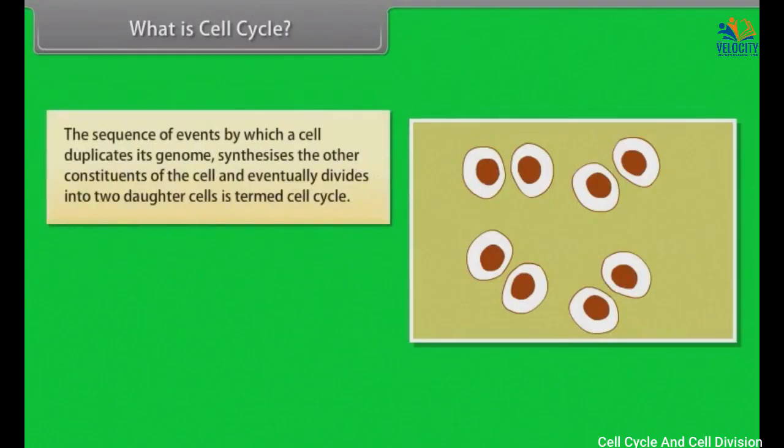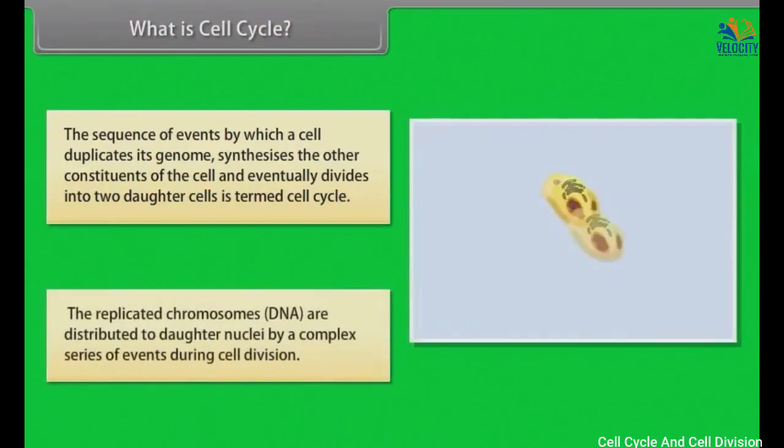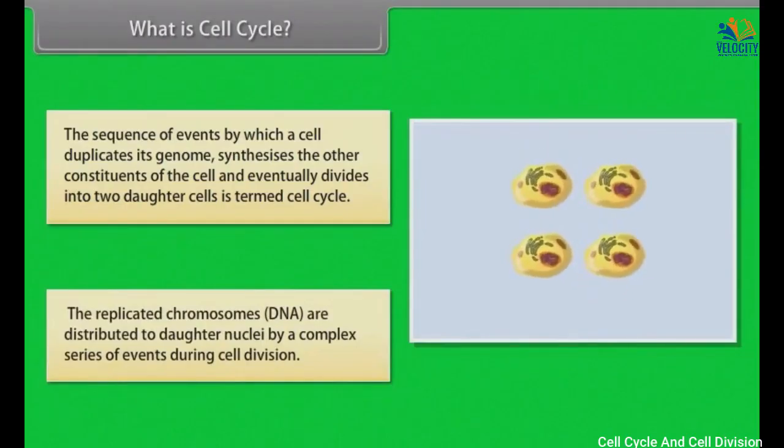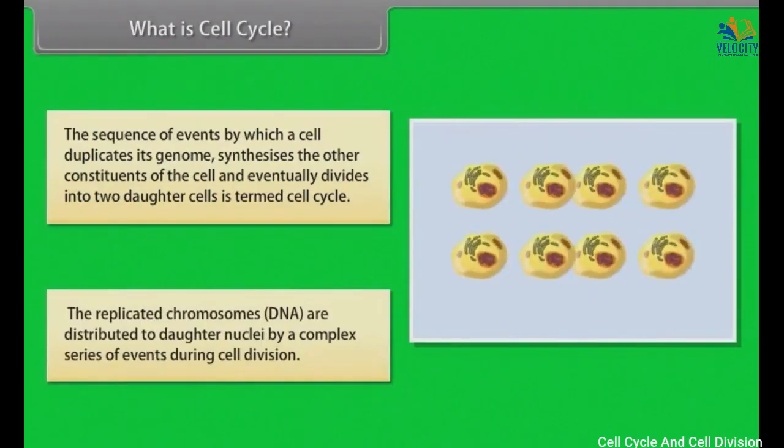The sequence of events by which a cell duplicates its genome, synthesizes the other constituents of the cell, and eventually divides into new daughter cells is termed as cell cycle. You'll be surprised to know that the replicated chromosomes, DNA, are distributed to daughter nuclei by a complex series of events during cell division. Now let us know about the phases of cell cycle.